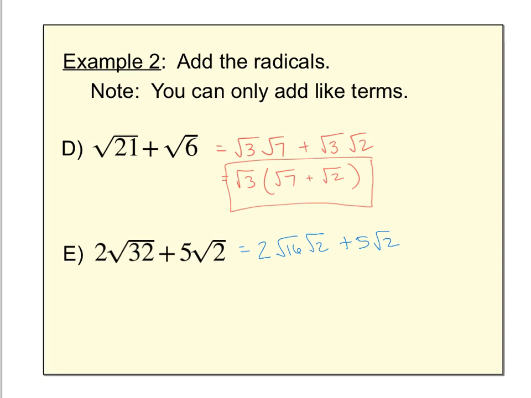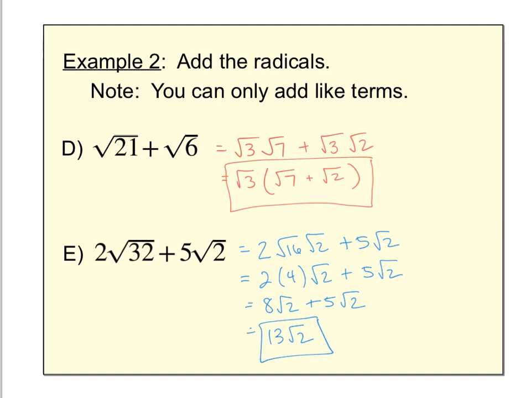Well, the square root of 16 is a nice number. 16 is a perfect square, so I have 2 times 4 times a root 2 plus 5 root 2. 2 times 4 is 8, so I have 8 root 2 plus 5 root 2. And now what I have are two terms that are like terms. And so I can combine those, and it would end up being 13 root 2, and that is as simplified as I can go.